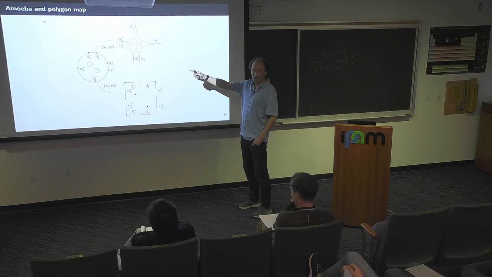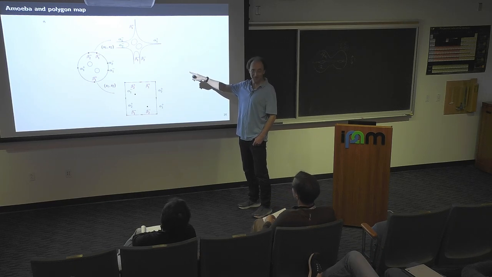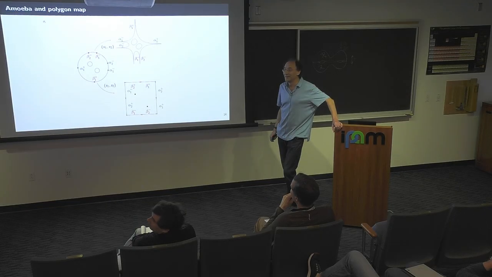Okay, so I should say that all the pictures you see in this talk are real pictures. These are not handmade, they're computed. In particular, this is a real Riemann surface, this is a real amoeba, this is a real Newton polygon map. I will explain later how. So you say the amoeba here is really the image of the real part of the divisor, and the Newton polygon is the imaginary part? That's right.